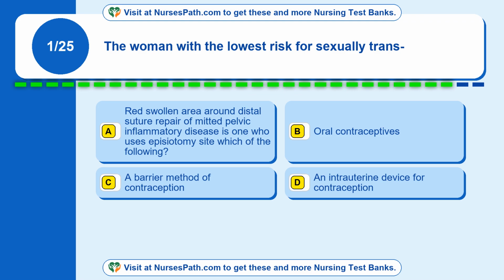Question 1. The woman with the lowest risk for sexually transmitted pelvic inflammatory disease is one who uses which of the following? Option A. Red swollen area around distal suture repair of episiotomy site. Option B. Oral contraceptives. Option C. A barrier method of contraception. Option D. An intrauterine device for contraception.